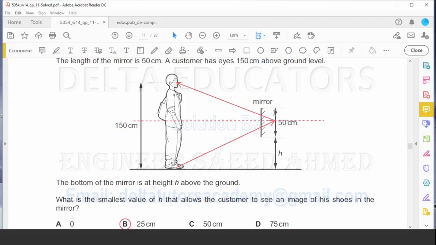Now here length of the mirror is given 50 centimeter. So this height, this h, the minimum height, should be 25 centimeters so that it will become 75 centimeter. If this height is less than 25 centimeter, then total length will be less than 75, and then he cannot see his shoes. So the minimum height h should be 25 centimeter, and it is given in option B. So our correct option is option B.